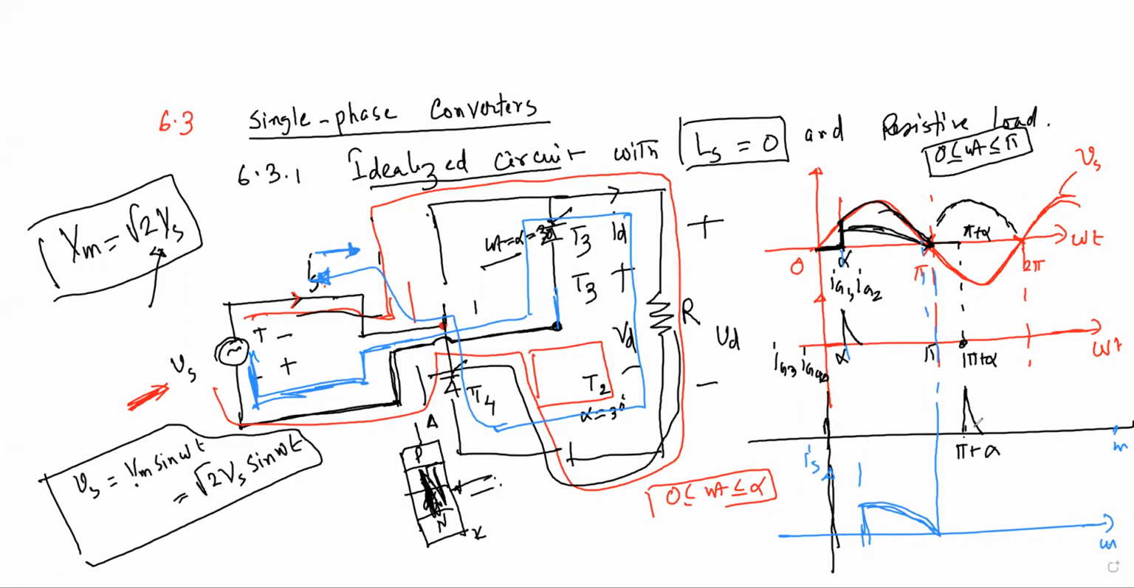First, okay, first tell me. Before applying the gate pulse to your T3 and T4, what will be the bias? What will be the switching condition of T3 and T4? They will be off. And also T1 and T2 off. So there will be no current, no voltage. So we will not get any voltage here, right? And then when we have applied a pulse to T3 and T4, then they are on.